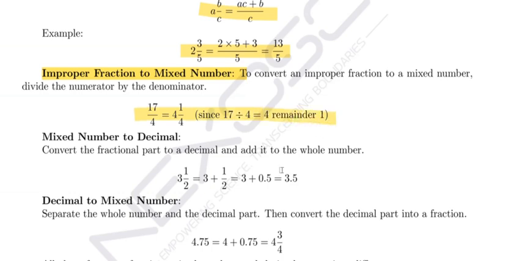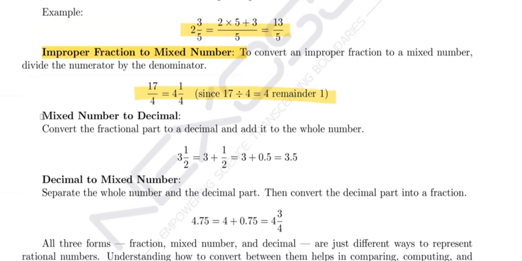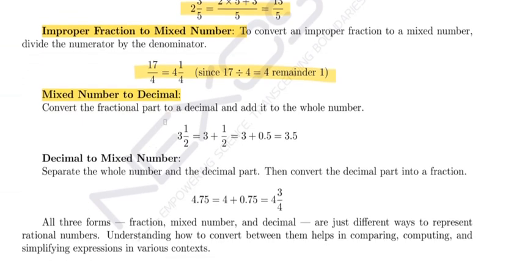Turning a mixed number into a decimal is also easy. First, change the fractional part into a decimal. Then add the whole number part. For example, 3 1/2 becomes 3.5.